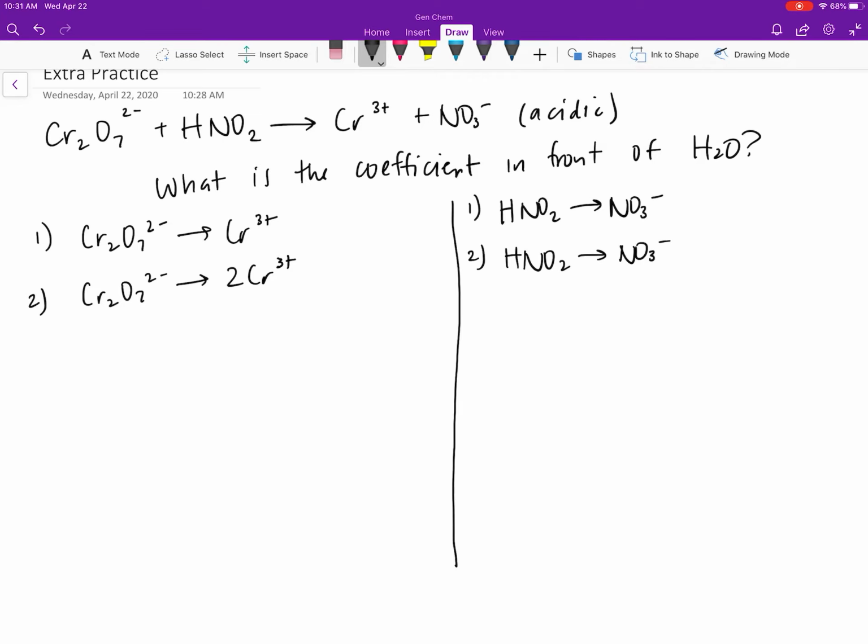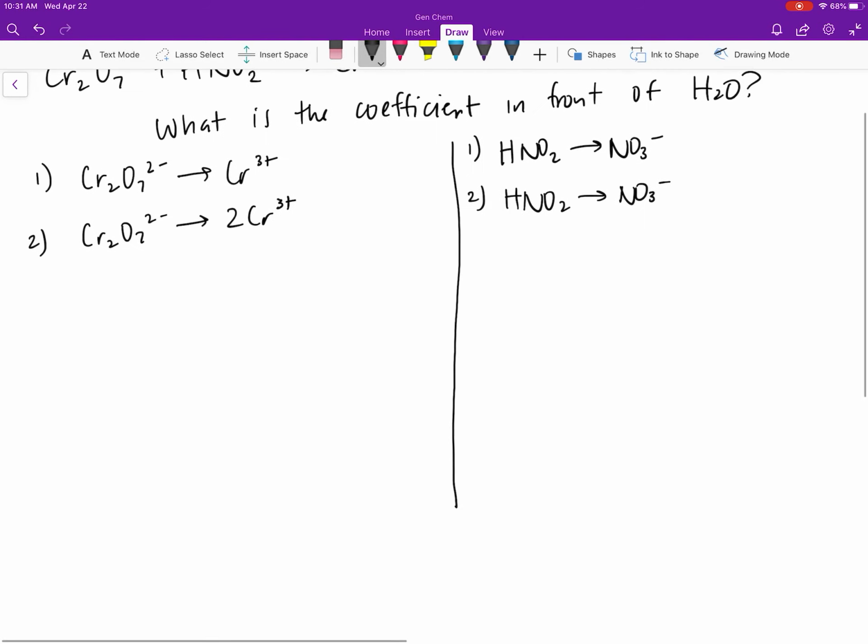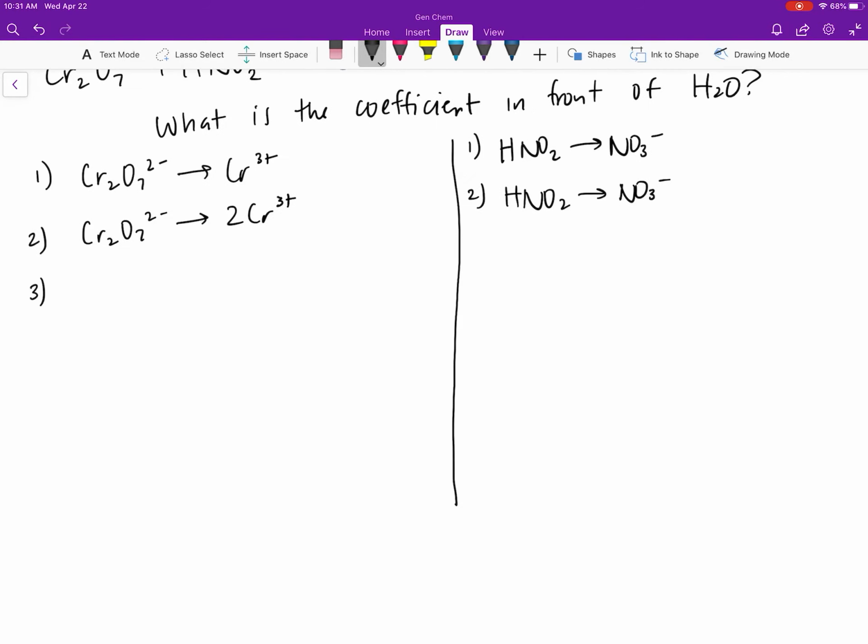Okay, so the only thing I should have had to add was adjust the number of chromiums on the left-hand side, because I'm going to balance oxygens and hydrogens with water and protons. So I'm not going to balance those yet. Now, number 3 is I'm going to add my waters to balance my oxygens. So now, pause it here and add the waters to balance the oxygens.